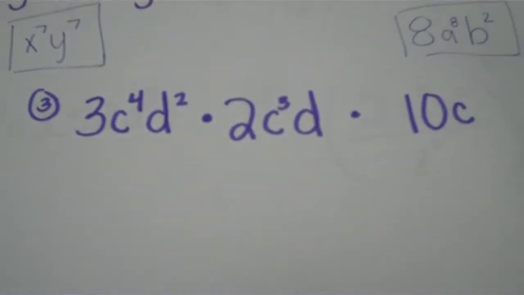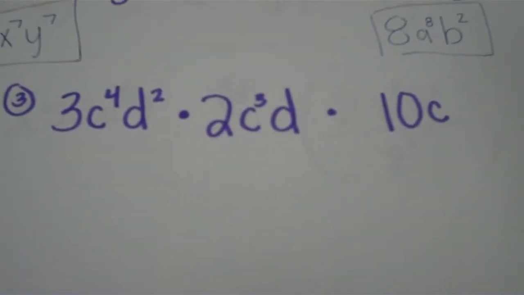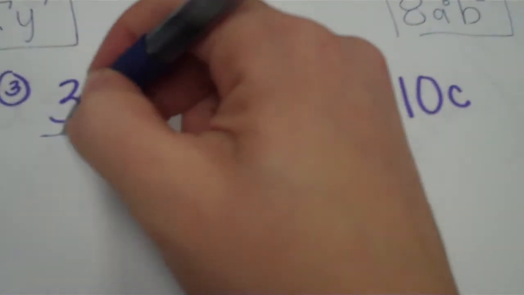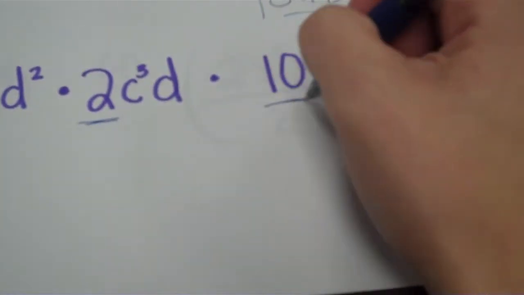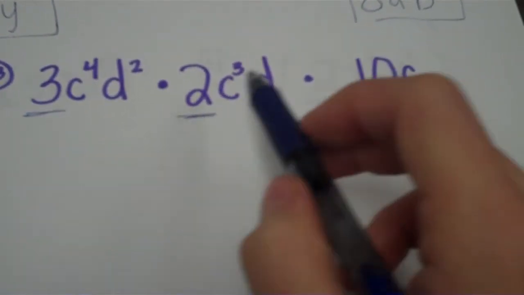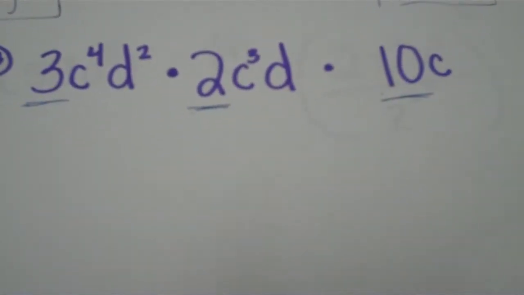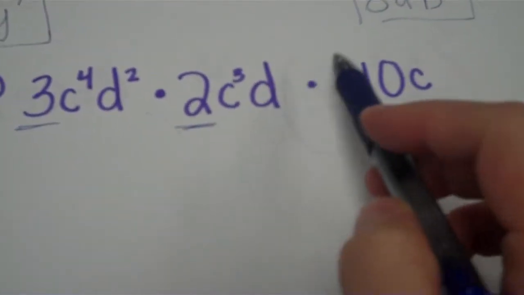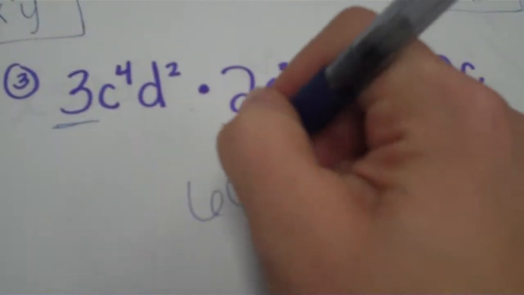What if there's a whole bunch of stuff? Pause and write it down. Okay? So we're still multiplying. The first thing we're going to do is treat those coefficients, those big numbers, the same. 3 times 2 times 10. You could do this in the calculator, just 3 times 2 times 10, or 3 times 2 is 6, and 6 times 10 is 60.